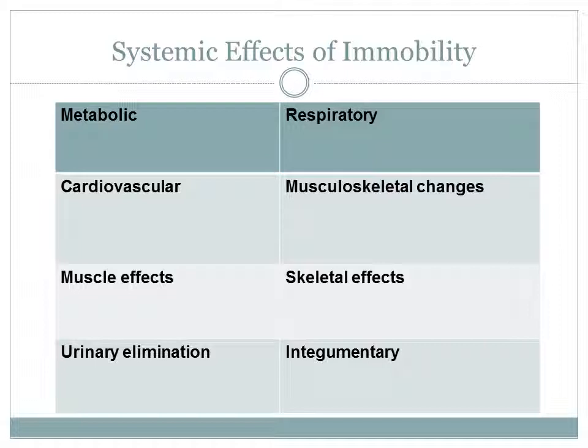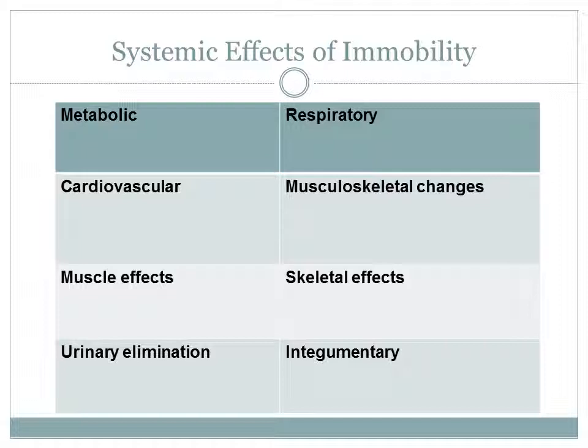Metabolic systemic effects of immobility are going to be included with the endocrine, calcium absorption, and GI function. We see respiratory effects with atelectasis and hypostatic pneumonia. With the cardiovascular, we can see orthostatic hypotension and thrombus formation. Musculoskeletal changes include loss of endurance and muscle mass, and decreased stability and balance.